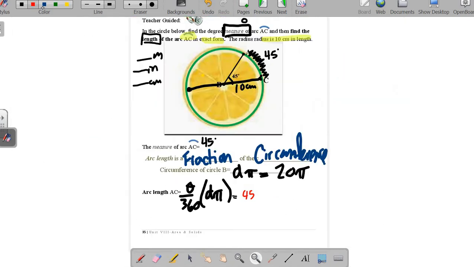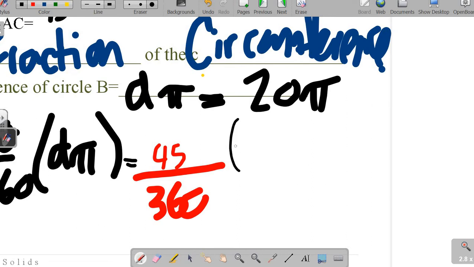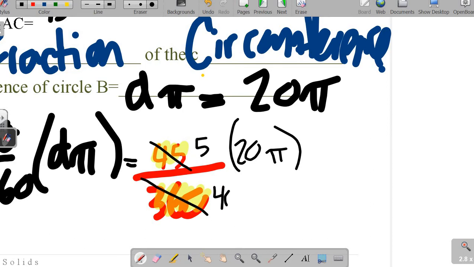45 degrees. Our whole is going to be, of course, 360. Part over whole, 360 times 20 pi. Try to get in the habit of reducing as much as you can without a calculator. For example, I know 9 goes into both of these. So 9 goes into 45 5 times, and I know 9 goes into 360 40 times. I can still reduce. 5 into 40 is 8.